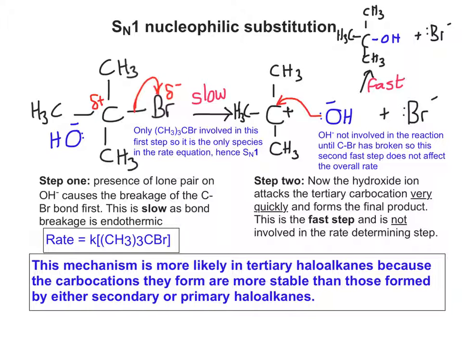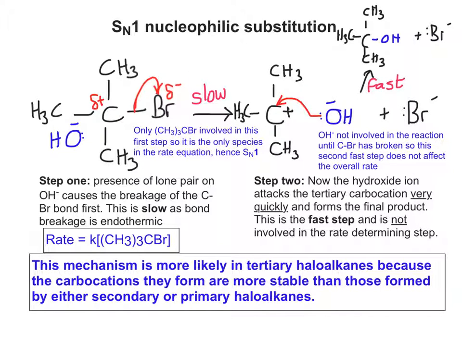The OH- isn't involved until the second step. The second step is the fast step, which doesn't affect the overall rate of the reaction. It doesn't control it. So therefore, OH-, its concentration, that is, will not be in the rate equation. So for these reasons, this is an Sn1 nucleophilic substitution instead of an Sn2 nucleophilic substitution.